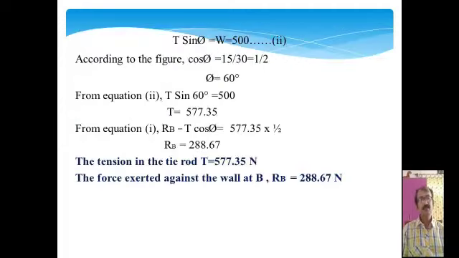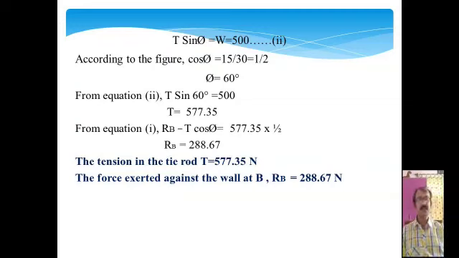So T sin phi equals W, which is 500, the value of the weight. According to the figure, cos phi equals 15 by 30, that is half, so phi equals 60 degrees. From equation 2, T sin 60 equals 500, and T equals 577.35. Now from equation 1, RB equals T cos phi, that is 577.35 into half. So finally the value of RB, the reaction force, is 288.67.